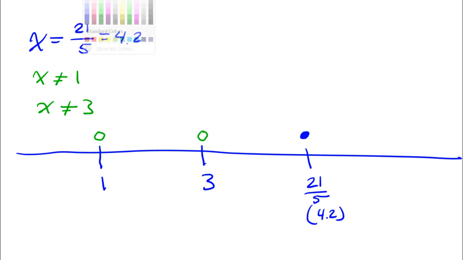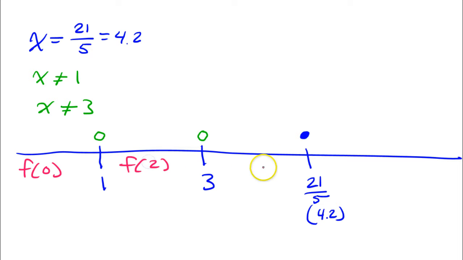Now we're going to pick test values in each zone. To the left of 1, I could check 0. Between 1 and 3, I could try 2. Between 3 and 4.2, I could do 4, because 4.2 is a little bit over. I'm going to do 3.5, just for fun, to be clear that it doesn't have to be a whole number. It can be a decimal.